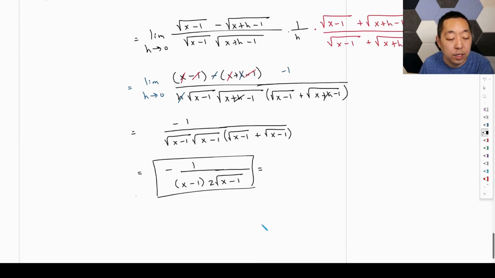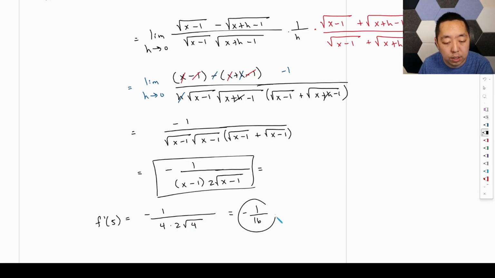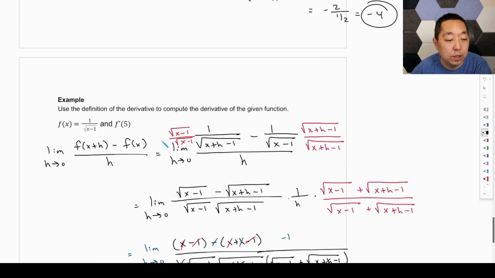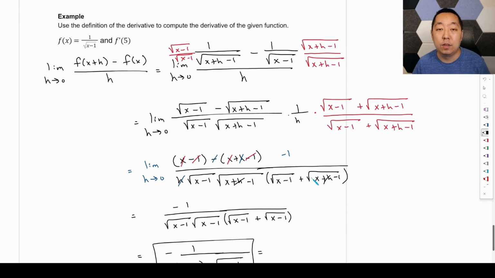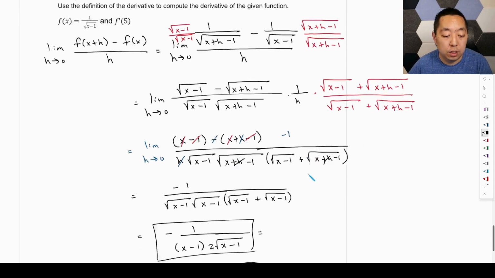You can simplify. And now we want to compute at 5. Negative 1 over 5 minus 1, which is 4, times 2 times square root of 4. And that's going to be 2 times 2 is 4, 4 times 4 is 16. Negative 1 over 16. Like that. And I won't do it the other way for this one because I think it would also be pretty tedious. But you would do a similar technique of using the conjugate to complete the derivative.